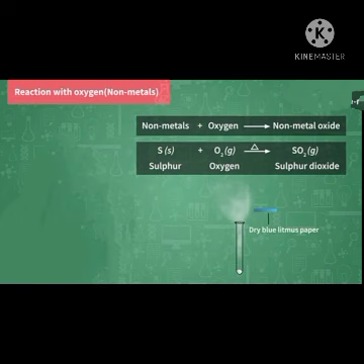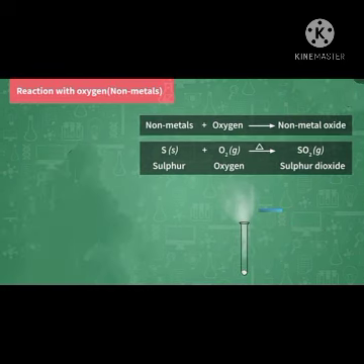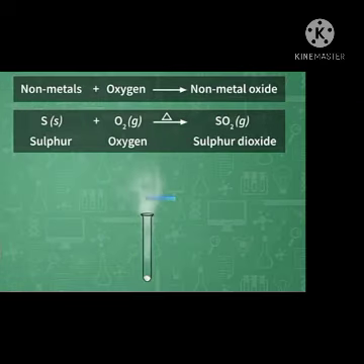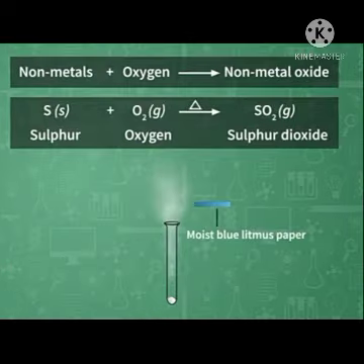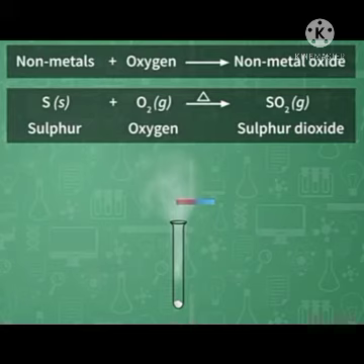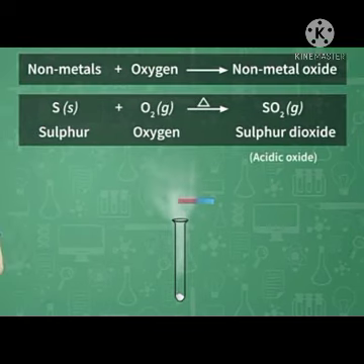When dry blue litmus paper comes in contact with sulfur dioxide, we will see no change. But if we take a moist blue litmus paper, we will see that the litmus paper is changing from blue to red. This indicates that sulfur dioxide gas is acidic. But why did it not show any change on dry litmus paper? That is because acidic properties are seen only in presence of water. This indicates that sulfur dioxide is acidic.